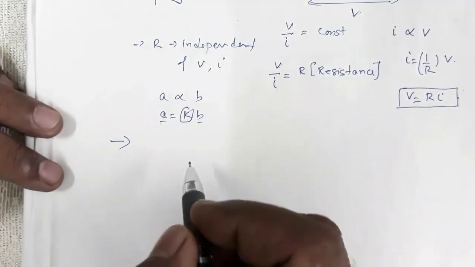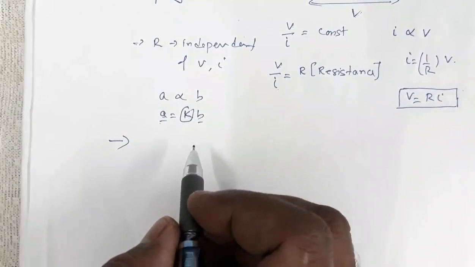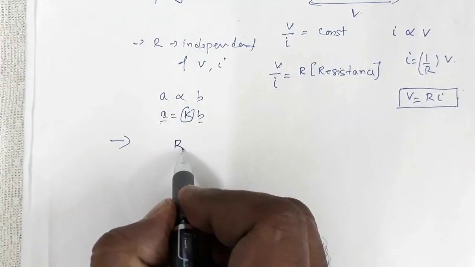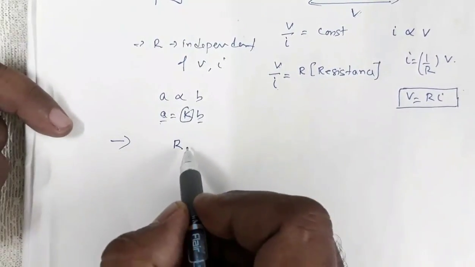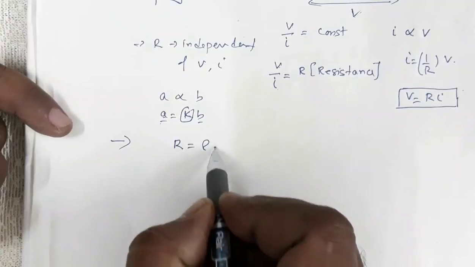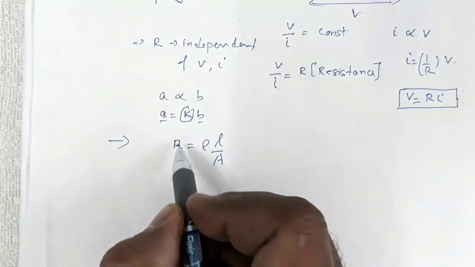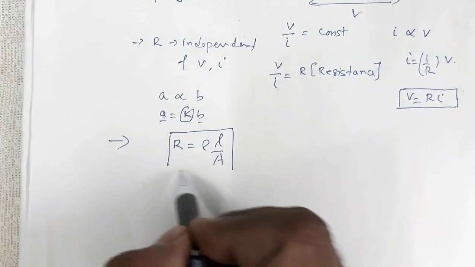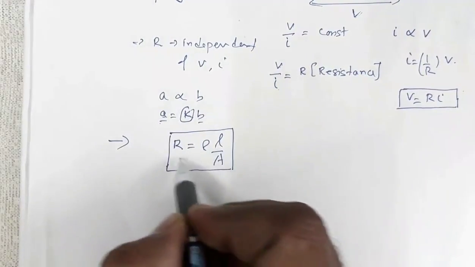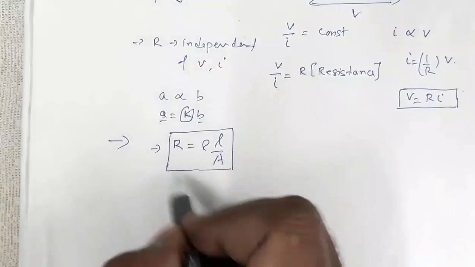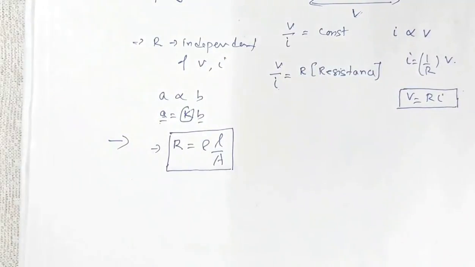Now as you have already studied in class 9 and 10, the resistance of a conductor depends on length and area. We write R equal to rho L by A, where rho is the resistivity, L is the length of the conductor, and A, capital A, is the cross section area. Now let's check this dependence. We will verify this dependence, okay.